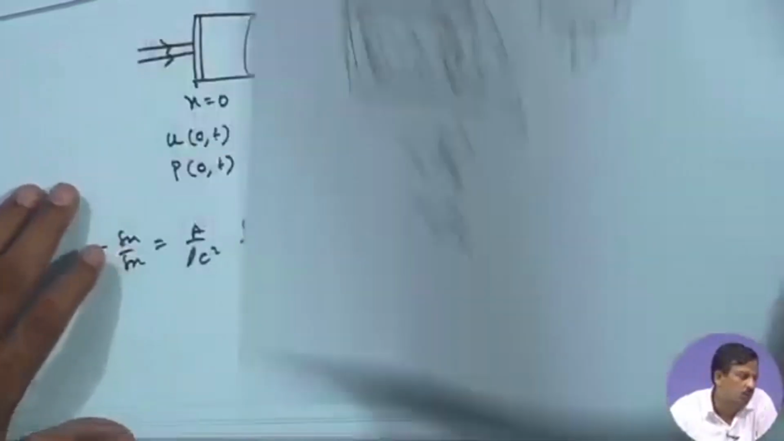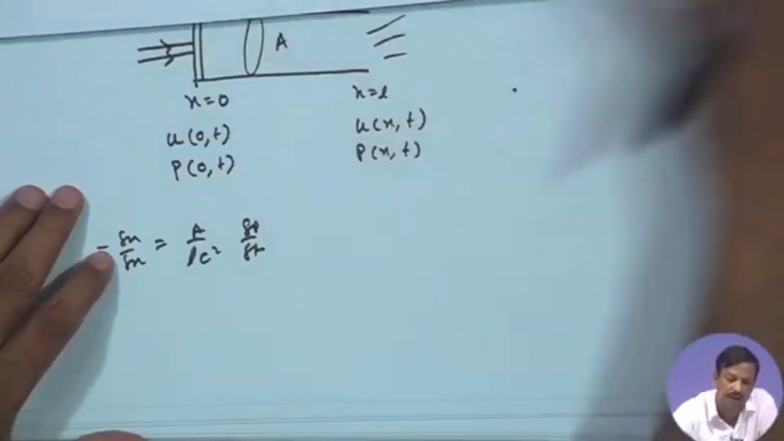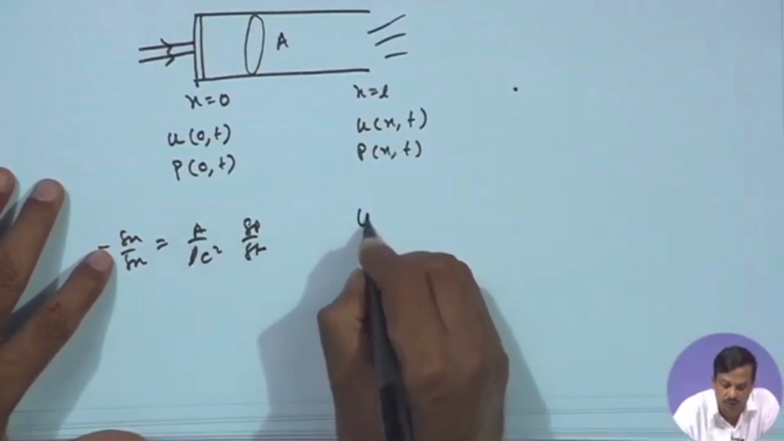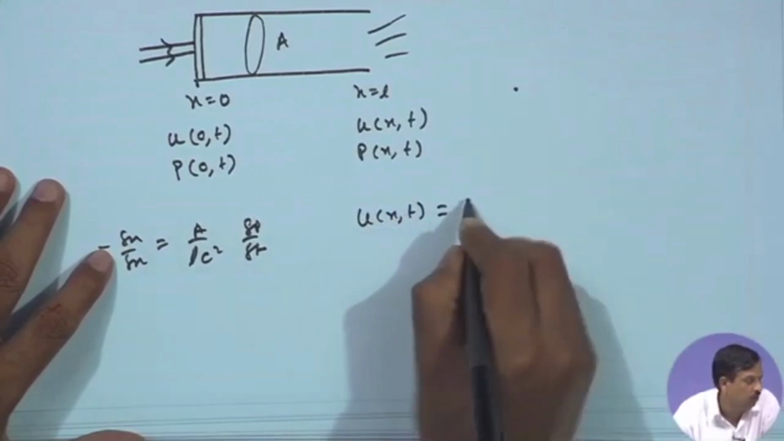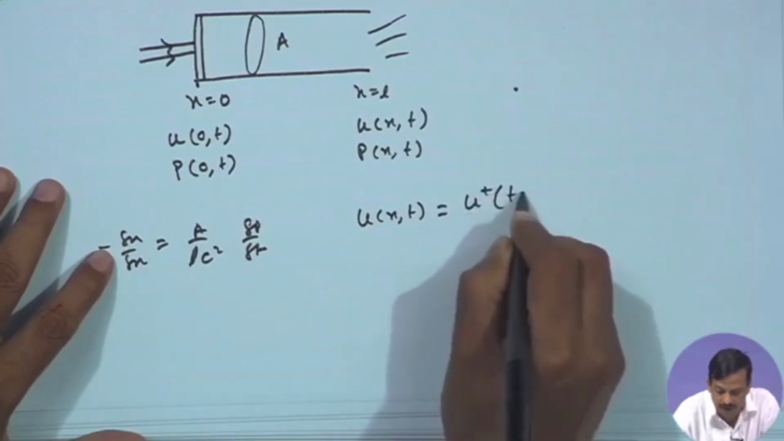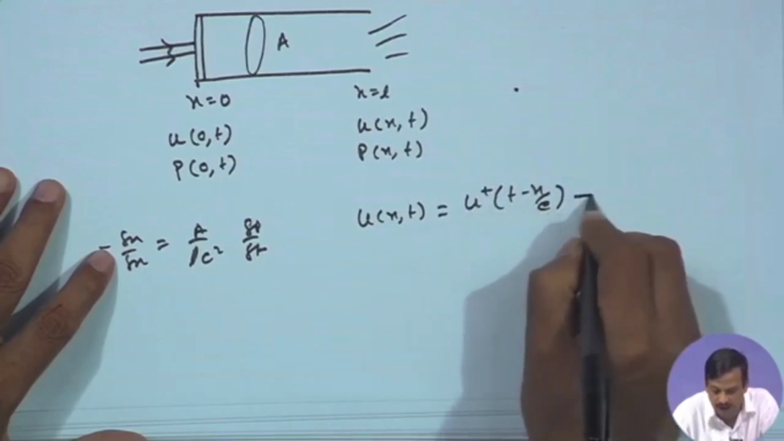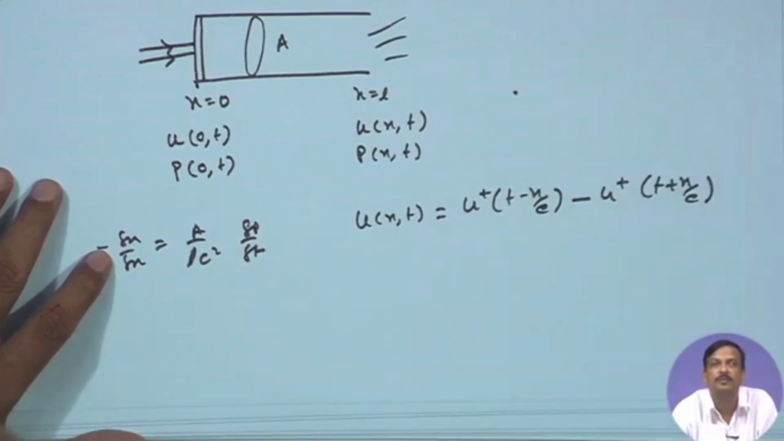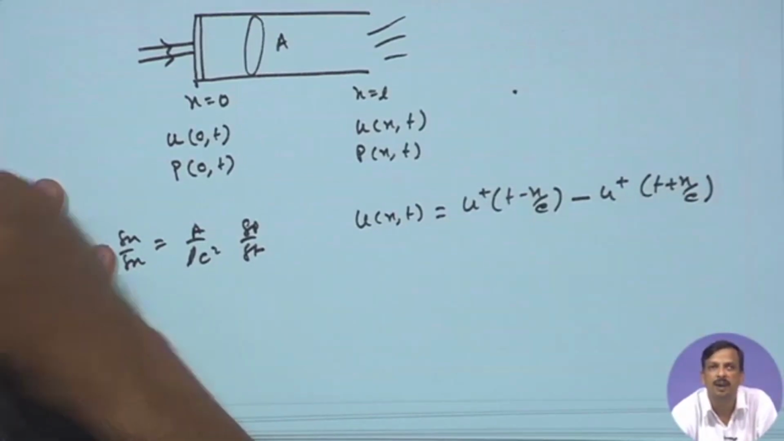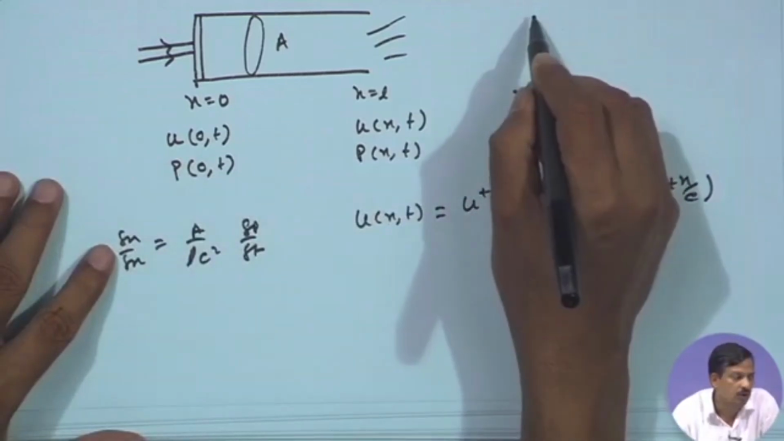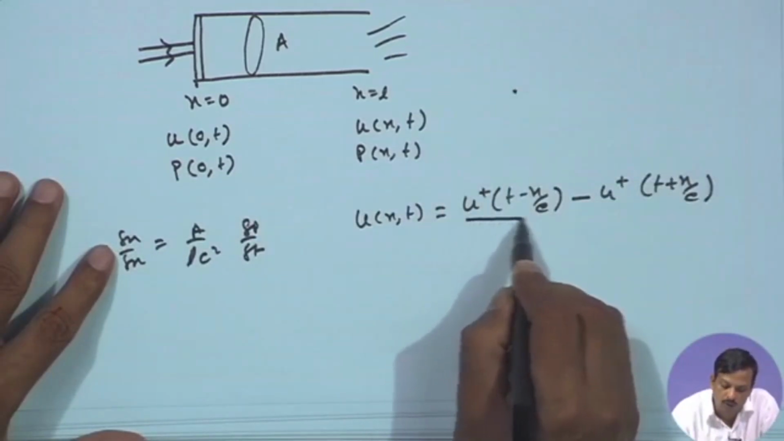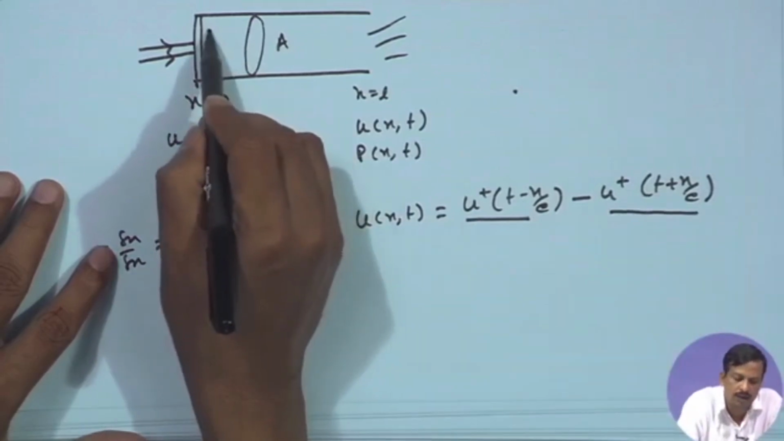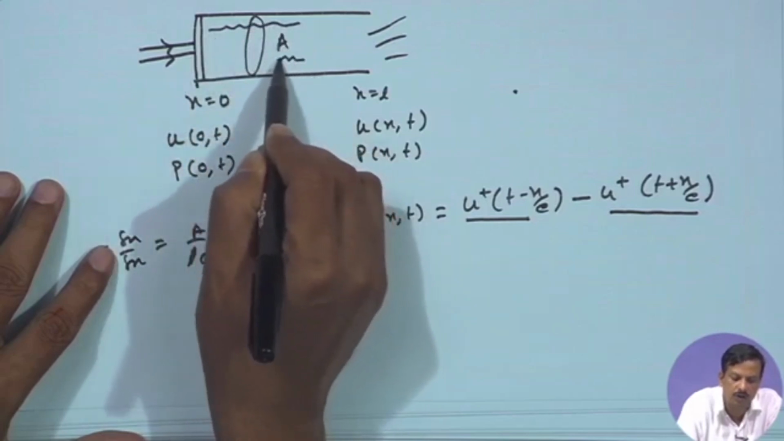So, if I draw the solution of this second order differential equation, you know that the total solution is nothing but a sum. So, I can say that u(x,t) is equal to u plus (t minus x by c) minus u minus (t plus x by c). What is that? t minus x by c. So, I can say this is called the forward wave, this is called the backward wave. So, in the tube there is a forward wave and there is a backward wave.